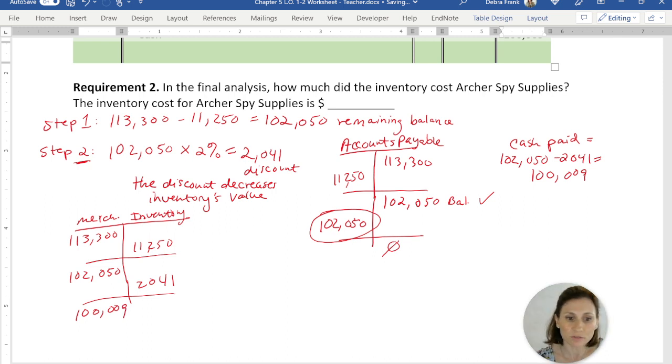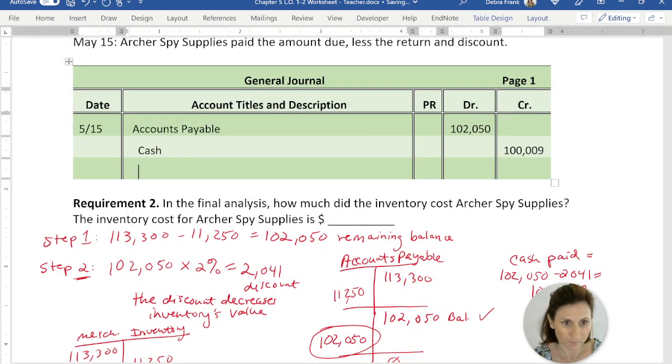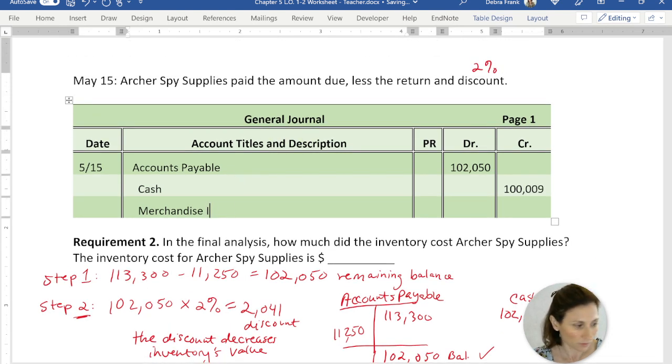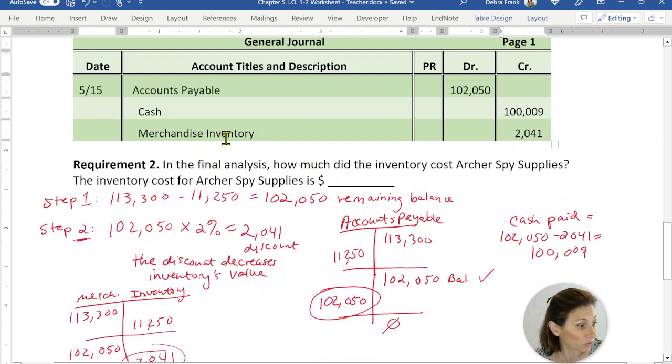So that's my inventory cost right now. I need to do a journal entry to make that be recorded as well. Oh, hey, that's my missing balance here. That's my discount. Let's do inventory just to be proper. Cool. My debits equal my credits. If I add up my two credits, it equals my total debit. That makes sense. I just reminded you again that the discount decreases the inventory's value.